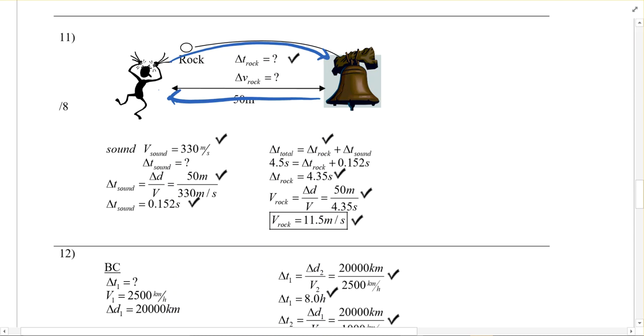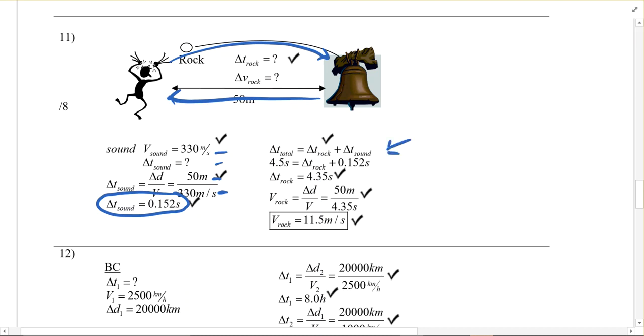So part number 1, we got to figure out the time that it was for the sound to get from the bell back to us. To do that, we know the velocity of sound. So we just got to figure out the time it took for the sound to get to us. That's just going to be 50 meters, because it's 50 meters away from us, divided by the speed of sound. And that's going to give us a time of 0.152 seconds for the sound to get back to us.